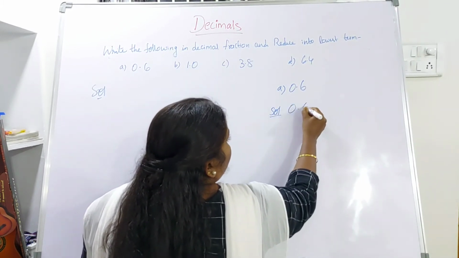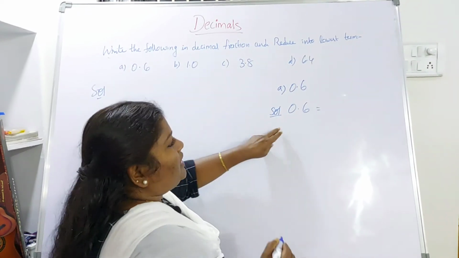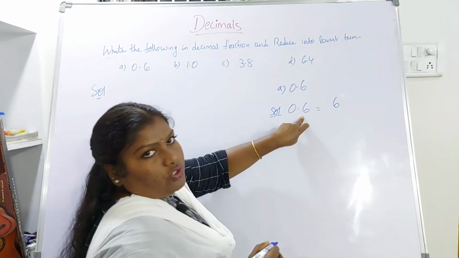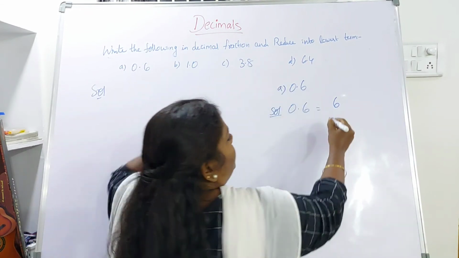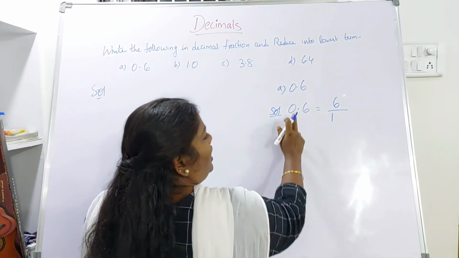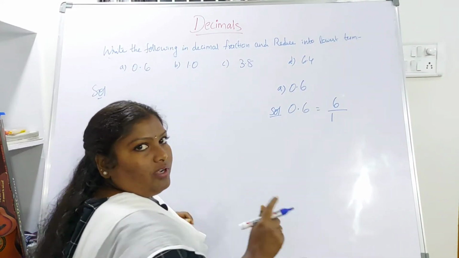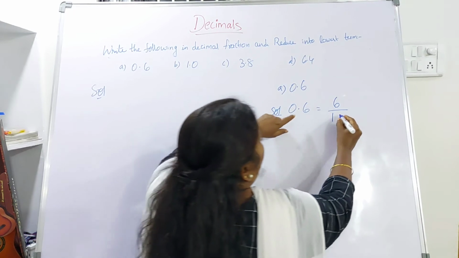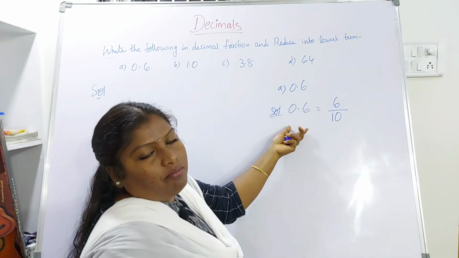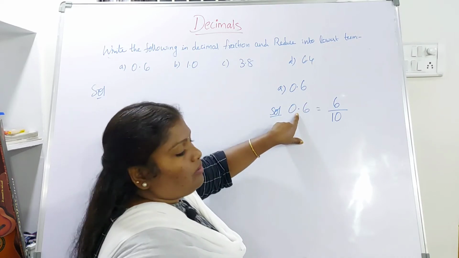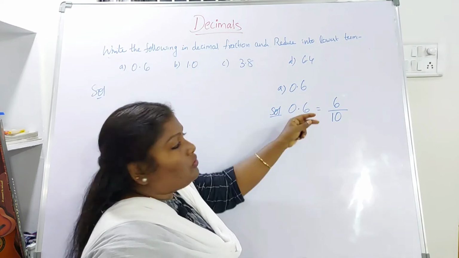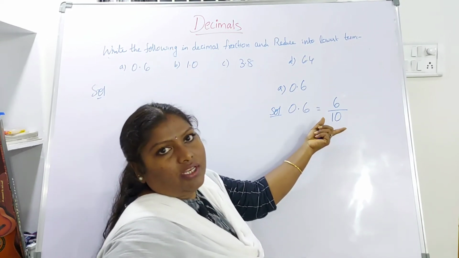So 0.6 can be written as, now what is the number here? You have a 6 over here. So 6 should be written in the numerator, and then because you have a decimal point, write 1. After the decimal point you have only one digit, so you need to add a 0, making 10. This is a simple way to remember: after the decimal point, how many digits are there? Those many zeros you have to include in the denominator.